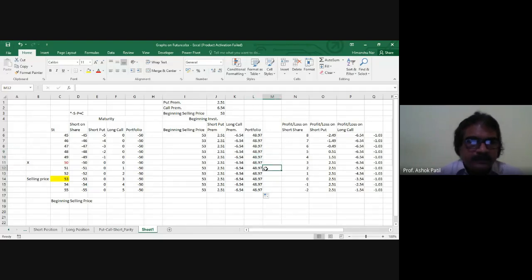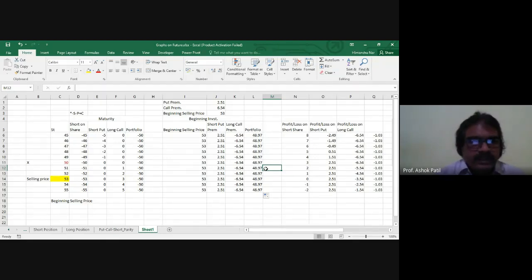How did that happen? 53 in the share, 2.51 because of the short put, and I made a payment of 6.54 because of the long call. So my investment was 48.97, which is going to remain constant. It has nothing to do with the maturity, end maturity price.